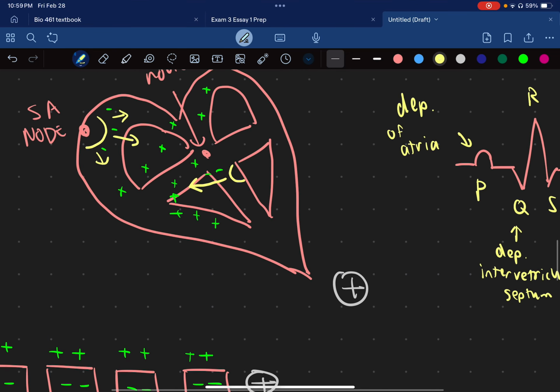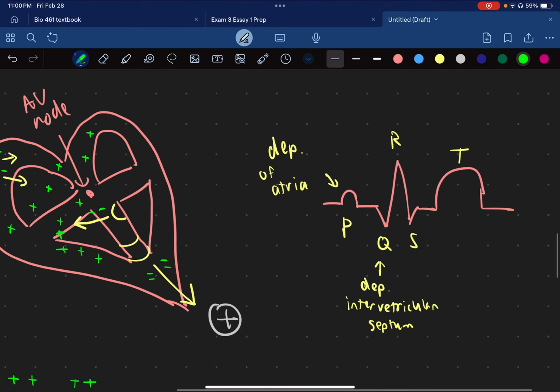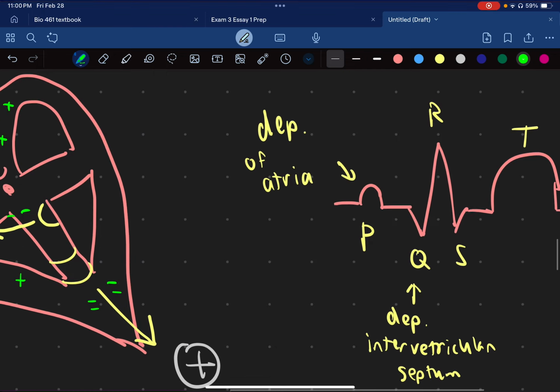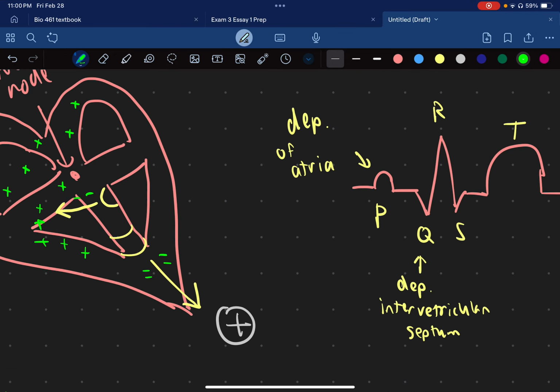But quickly, all of the ventricle is going to be depolarized, and so it's all going to come down this way, and we'll have a large average vector with a negative tail going towards our positive electrode. That's what's going to cause our R wave. So that's the depolarization of all of the ventricles.